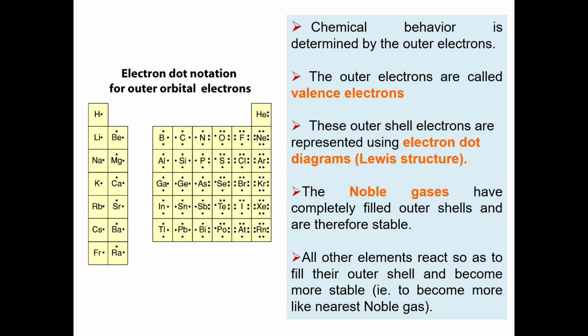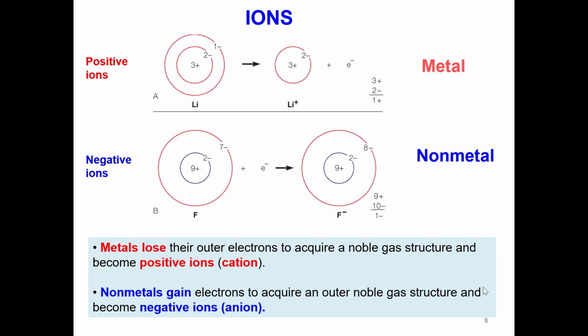All the other elements react so that they fill their outer shell and become more stable. It means they become more like the nearest noble gas. We know that neutral atoms have the same number of protons and the same number of electrons. Also, we have 2 types of ions. We have positive ions and negative ions.